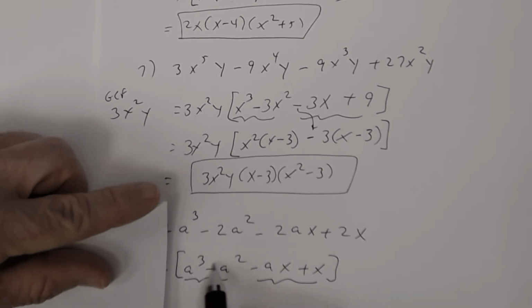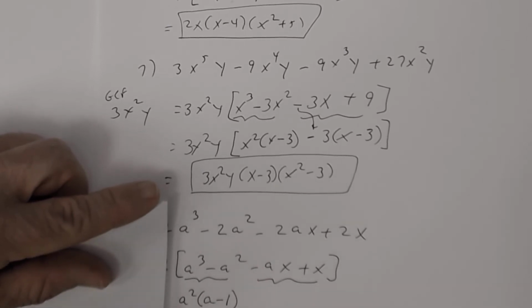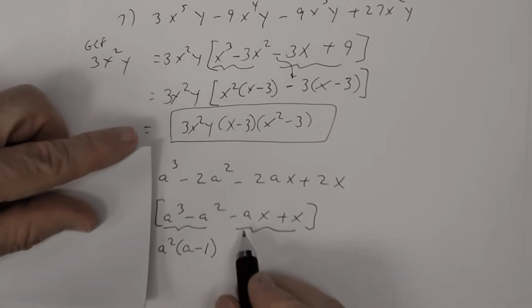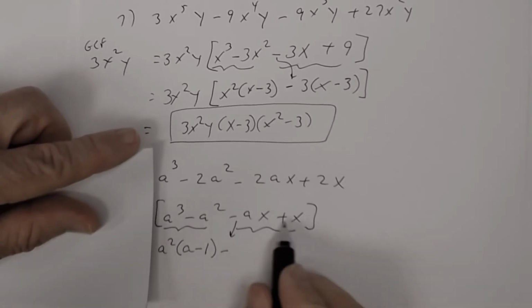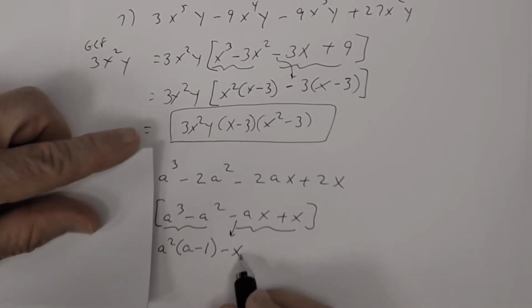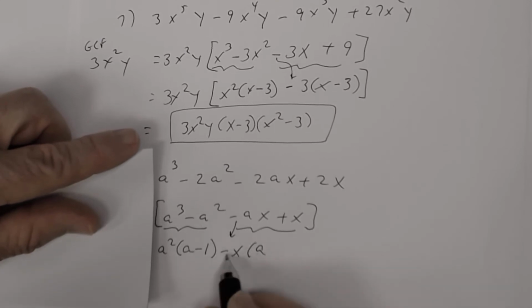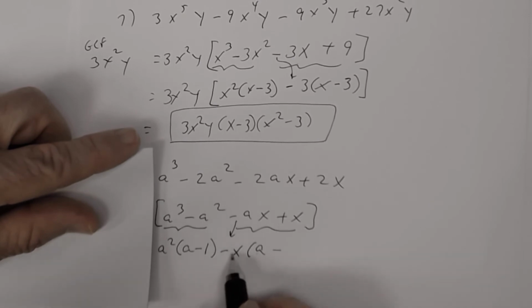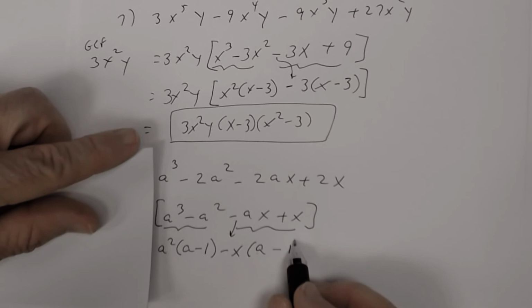So in the first group, what's the GCF in the first group? Well, the GCF is a squared. So I'm going to factor out an a squared. And when I do that, I get a squared times a is a cubed, and then a squared times a negative 1 is a negative a squared, right? Over here, I'm going to factor out a negative, and what's the GCF here? Well, that'll be a negative x. And so I get negative x times a is a negative ax, and then a negative x times a negative 1 is a positive x.